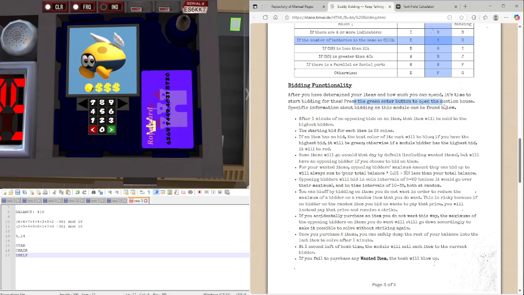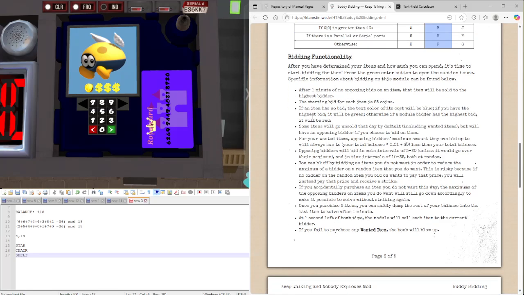So, we'll press the green enter button to open the auction house. After 1 minute, each item will be sold to the highest bidder, and the starting bid for each item is 25 coins. Then we're just trying to bid to win. If there is no bid, it'll be blue. If we have the highest bid, it'll be green. And if we're not, it'll be red.